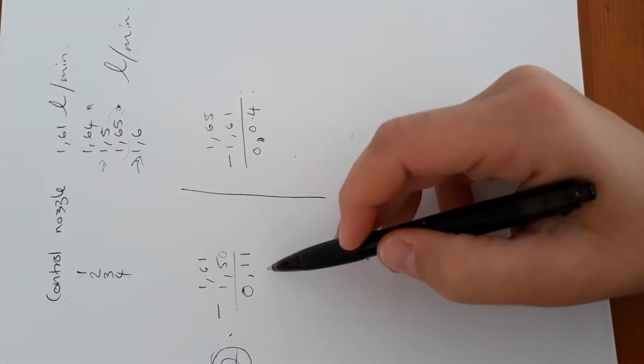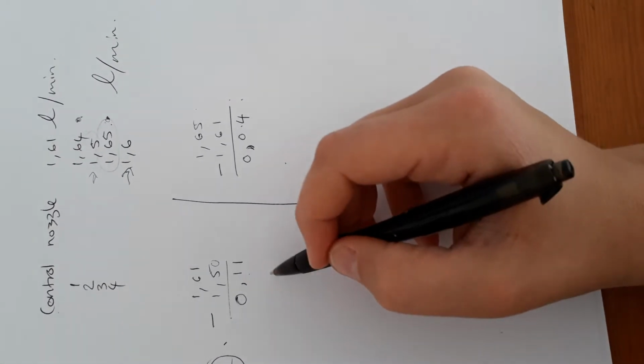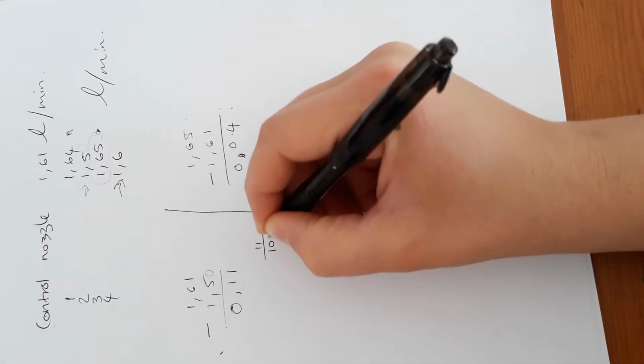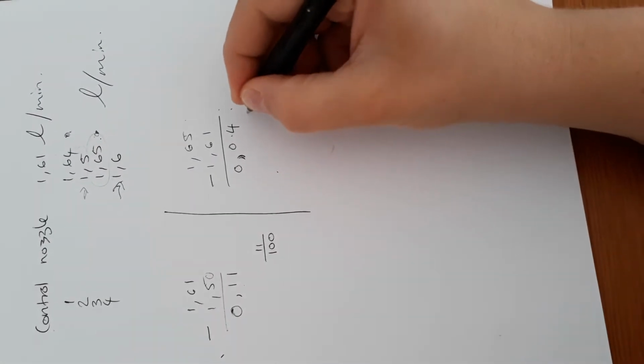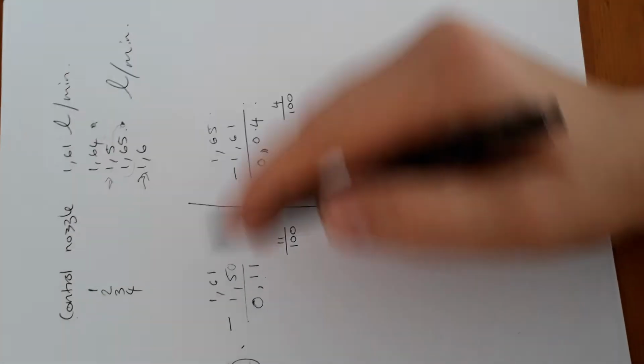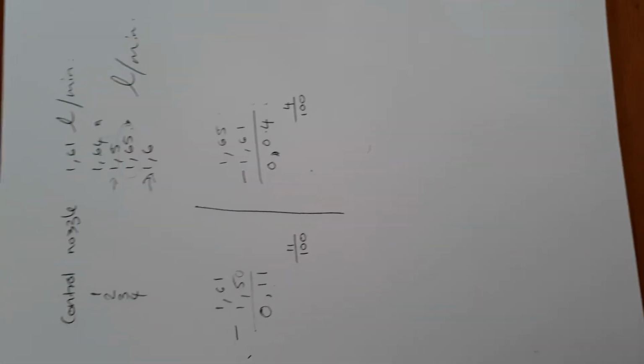All right, this would be the equivalent of saying 11 over 100. This would be the equivalent, let me write it here, that is 11 over 100. This is 4 over 100. All right, if you're not sure of how I got to that, take a look at the clip that I've done on decimals for you.